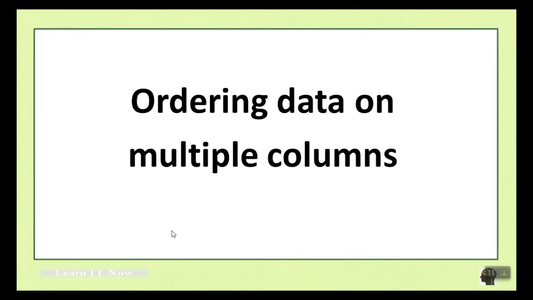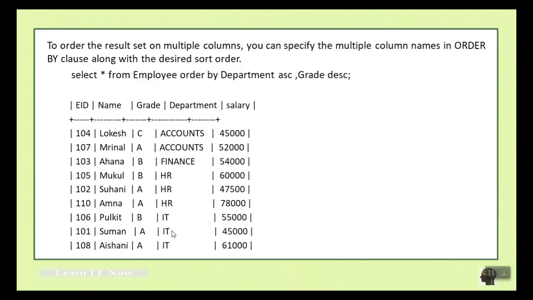Ordering data on multiple columns. If you want to order data on more than one column, you will be using this method. For this, you need to write the ordering of your columns one after another with comma separation. For example, if you want to sort the employees department wise and after department on grade wise, you can write it like this. So if you want department wise ascending order and grade descending order.